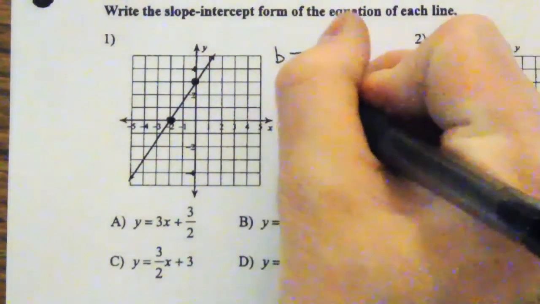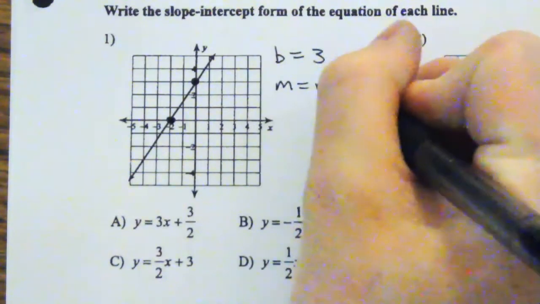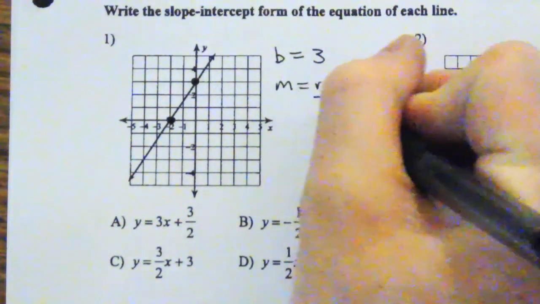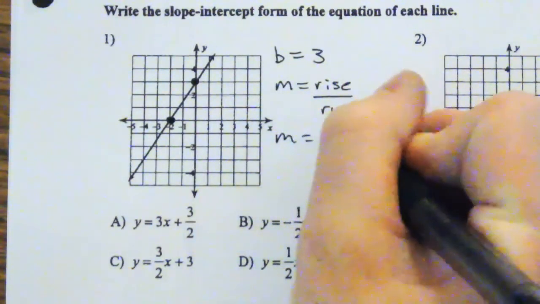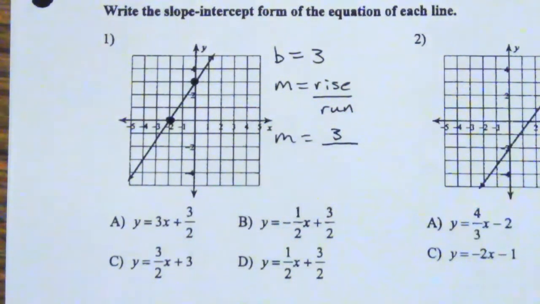So my rise is going to be on top of the fraction. That's going to be 3. See how I have rise over run? My rise is going to be 3 because I need to go up 3 to get to the next point.